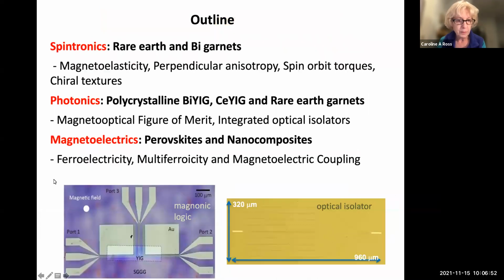What I'm going to cover in this seminar is some spintronic properties of materials, particularly garnets with rare earths and bismuth. Then I want to talk about some photonic materials, which are also garnets, and these are useful in integrated photonic circuits. And finally, I'll talk about magnetoelectrics, which are materials where we have both magnetism and ferroelectricity in the same material. That means that we can do electrical control of magnetism. So I want to show you some materials developments on that.